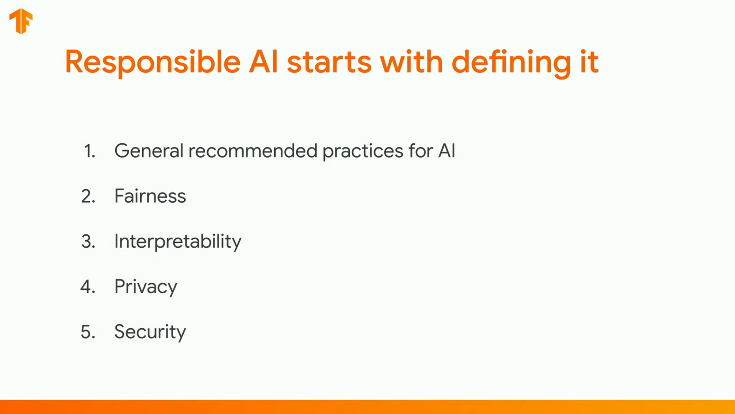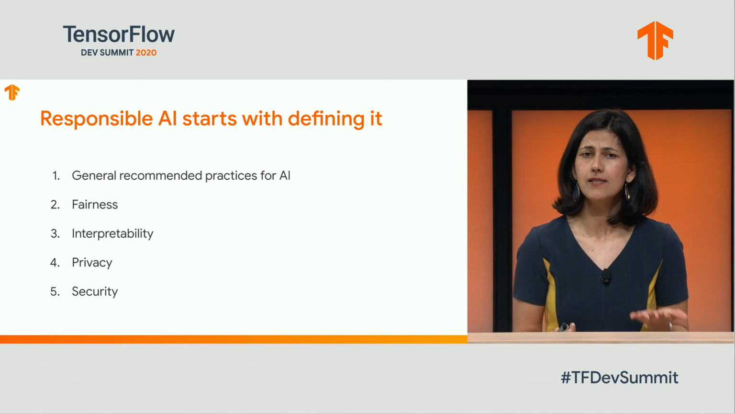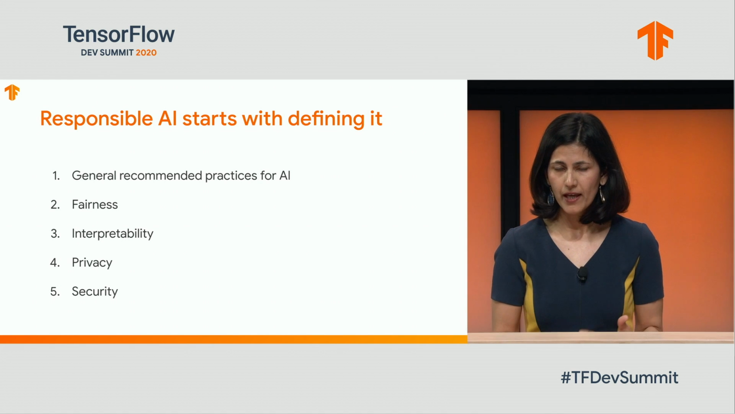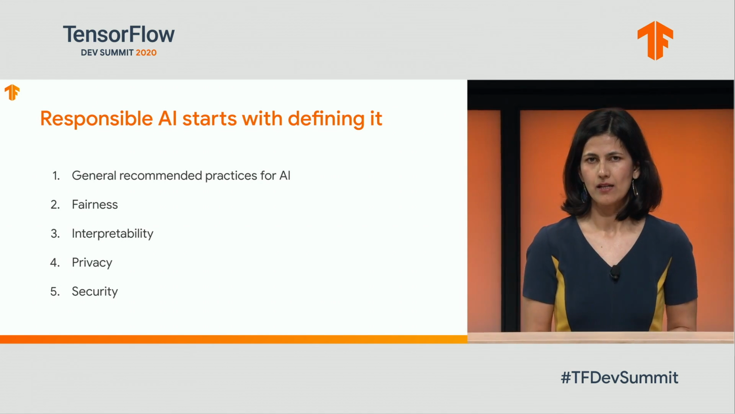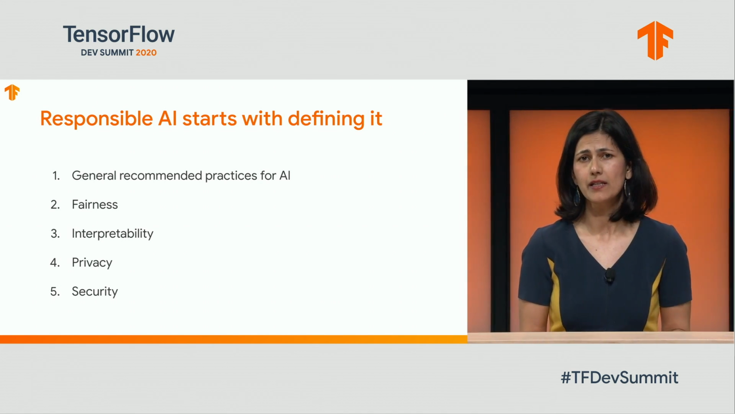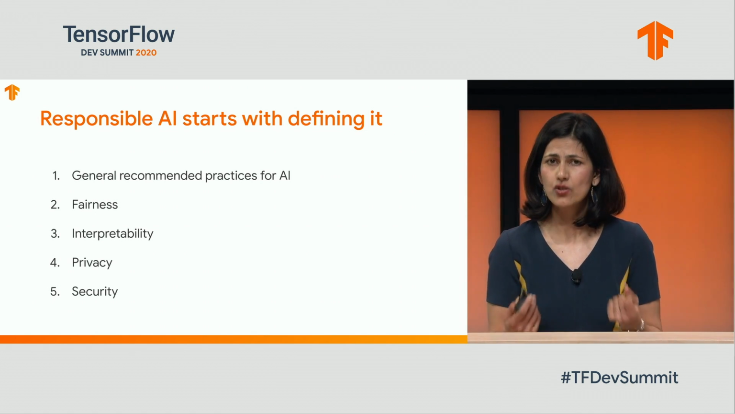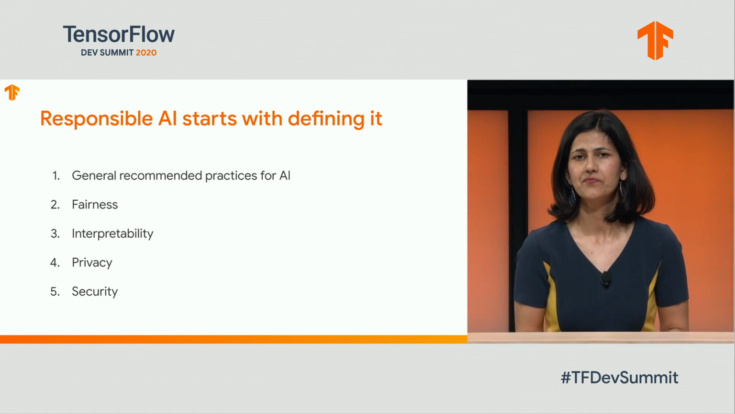Fourth, privacy. For us, this is all about taking into account sensitivity of your training data and features. And fifth is security. In the context of ML, security really means that you understand vulnerabilities in your system and the threat models that are associated.